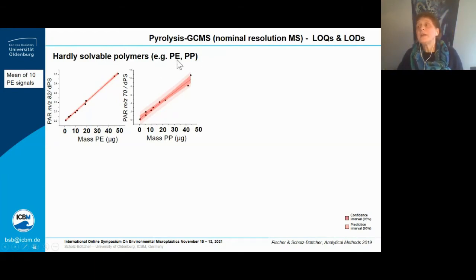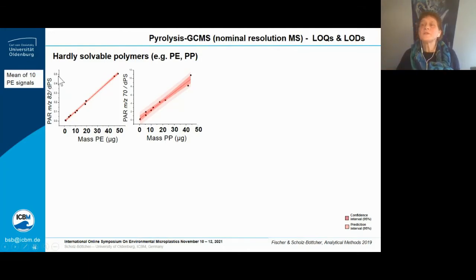So here we see polyethylene and polypropylene, which are really hard to solve. And what I would like to point out is that calibration can change very quickly and very often just with respect to the state of the instrumentation. So you can also get a very beautiful polypropylene calibration curve. These curves are just taken out of routine measurements.